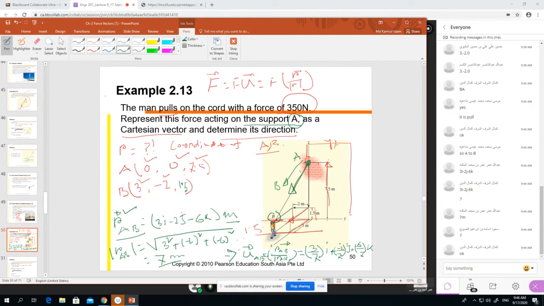Right? So what was our question there? They asked us to find the force F. They ask for the force and to find the Cartesian vector. And we know the formula: F times the unit vector. So here is the unit vector AB. F is AB and this is also AB. So F AB is how much? It is given as 350. So I write down 350 into how much?